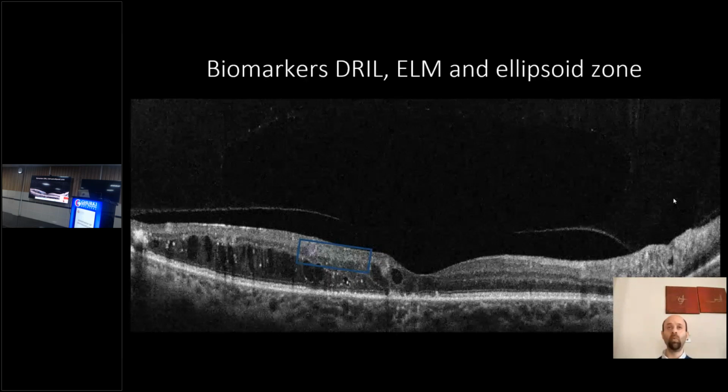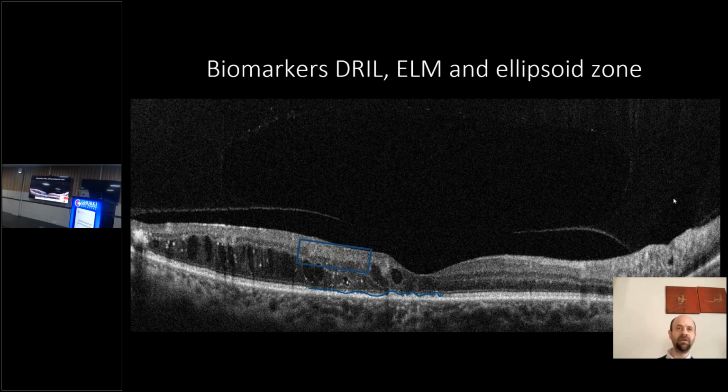But keep in mind that disorganization of inner retinal layers is not a fixed biomarker, as the vision may improve with time if we keep the macula dry. And we have the ellipsoid zone and external limiting membrane disruption, which is an independent biomarker that affects vision independently from the disorganization of inner retinal layers, and unfortunately it is irreversible damage.